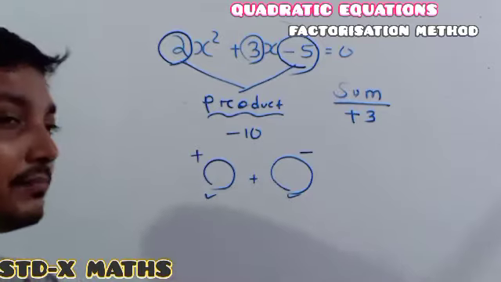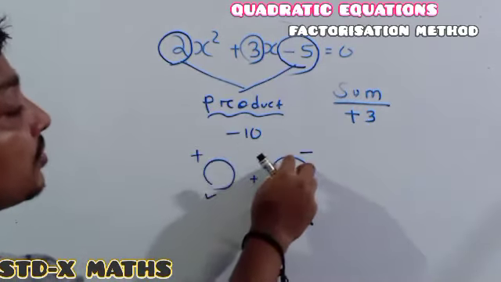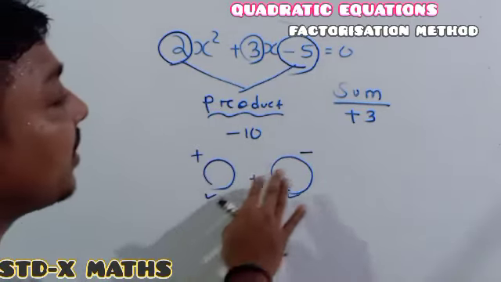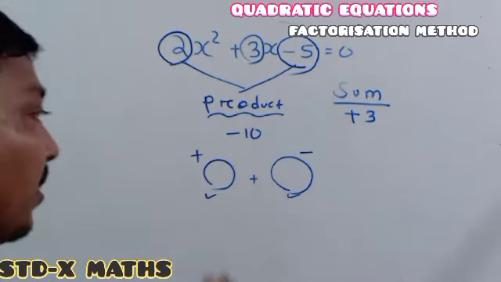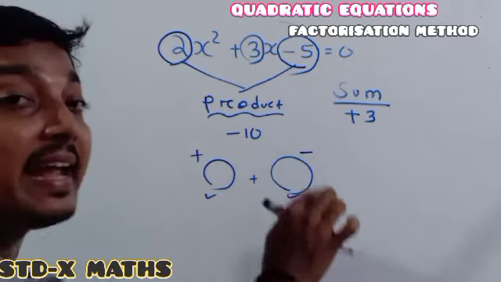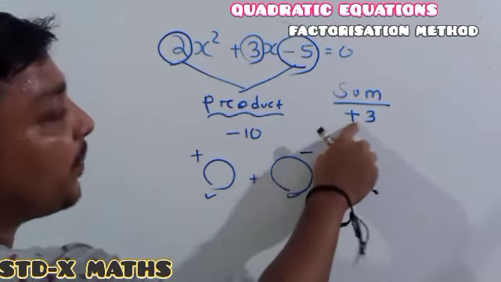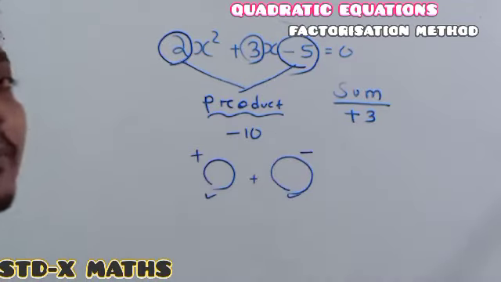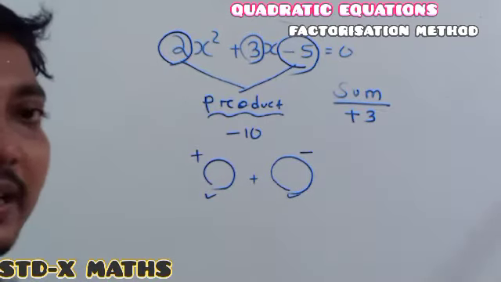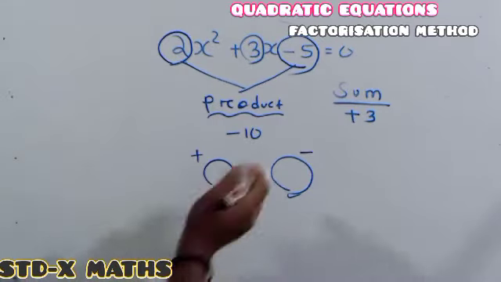The trick is that you always find the difference between their numerals. Then whichever number is greater, that sign is given to the difference. Here the sign is plus, so 100% the greater one should be positive, and the difference has the plus sign. Greater one positive, smaller one negative. Remember this trick.